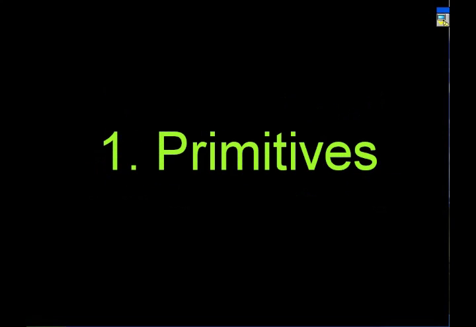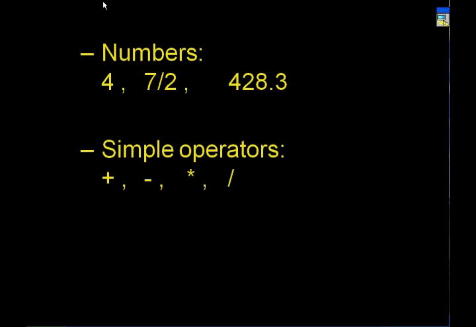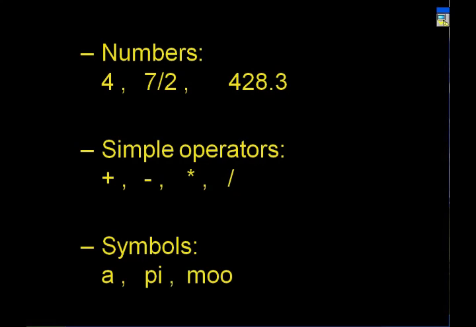First of all, let's talk about elements of programming. Some simple things. First of all, there are primitives. What are primitives? The basic primitives are numbers. You have 4. 702 is what? It's a rational number, a fraction, 3.5. And then there are floats, floating point numbers, like 4.428.3, whatever. You have operators, simple, you learned this in primary school: plus, minus, divide. And you can have symbols, which are just names, so you can name things.